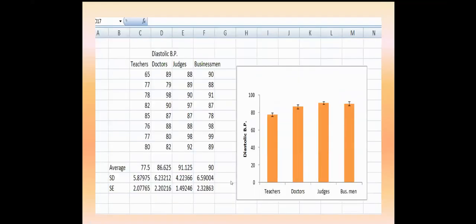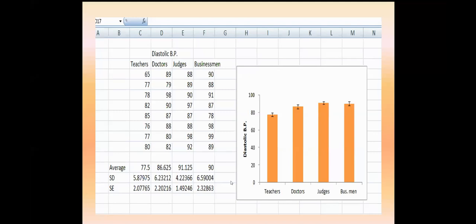So in this bar diagram, you can see the average diastolic blood pressure of teachers, doctors, judges, and businessmen. And the standard error values are showing on the upper side. I have not shown the significant difference, but significant difference will definitely be there between teachers and business group, because post hoc analysis I have not done in this particular case. And that you can do and see which of the 2 groups are showing significant difference.